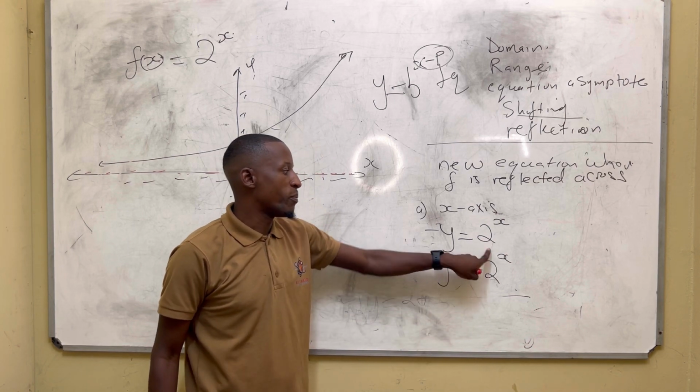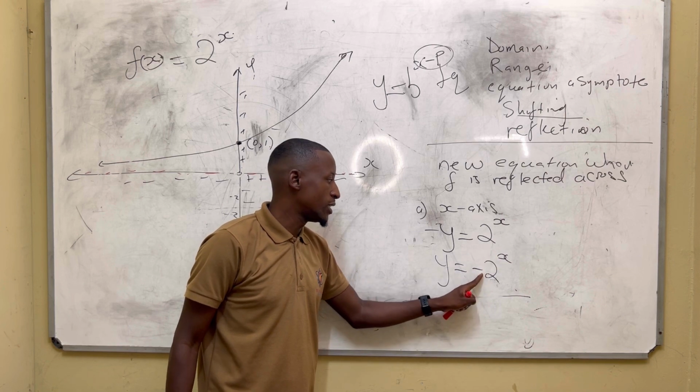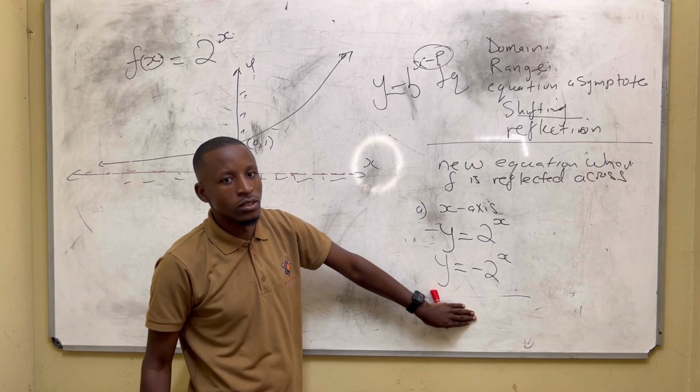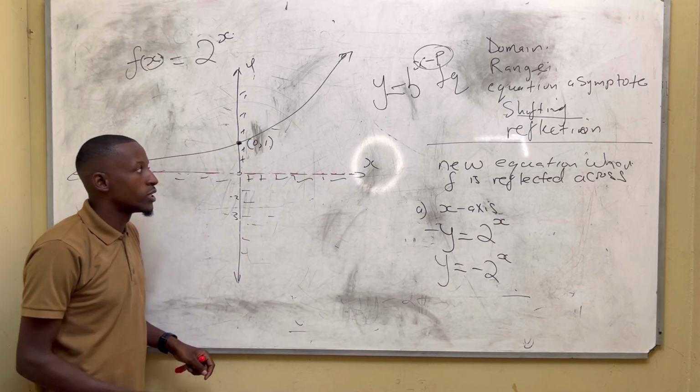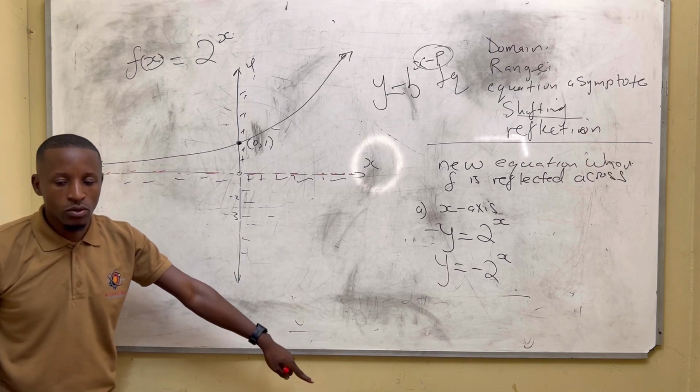Originally, our P can never be negative. It's only negative because of the reflection. So I want us to have a look at how the shape of the graph is going to be.